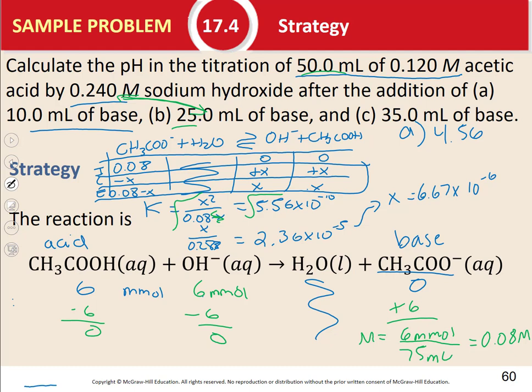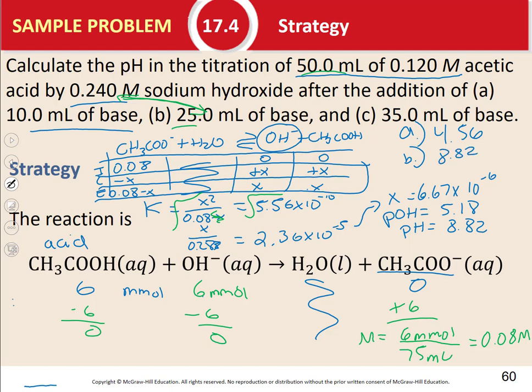Once we've found X, how do we get that into a pH? Negative log, because X is hydroxide, so negative log will give us pOH. pOH is 5.18, which means the pH is 14 minus that, or 8.82. For part B, the answer is 8.82.